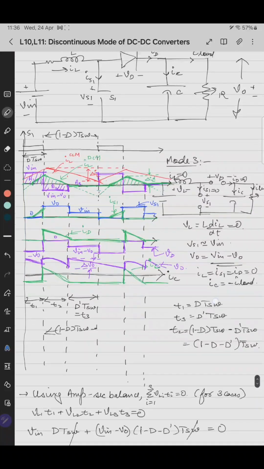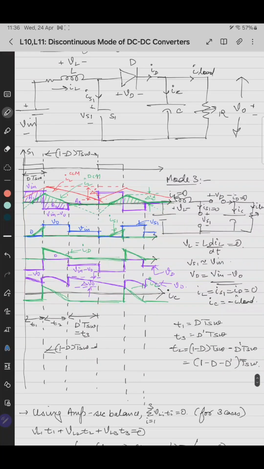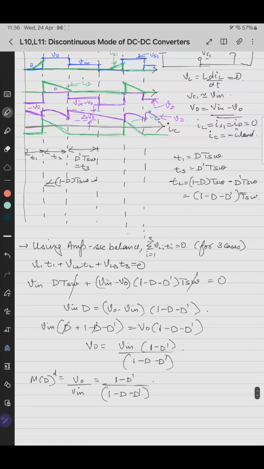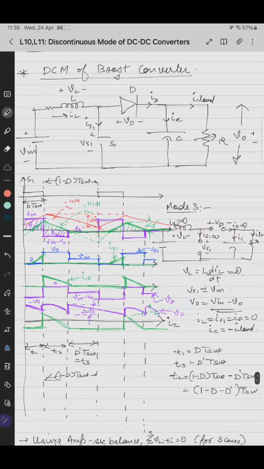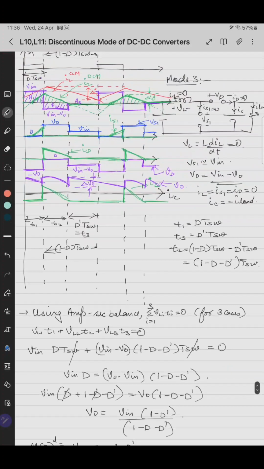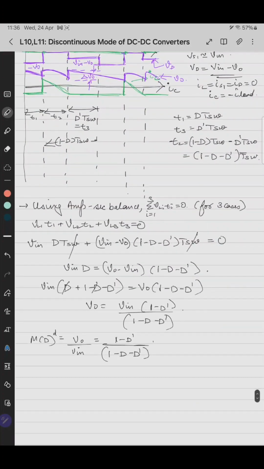So we'll quickly verify. When the switch is on, voltage across the inductor is V in, so VL1 is V in. When the switch is off, voltage across the inductor is V in minus V naught. And for the third case, it is 0. T1 is D into T switching, T2 is T off minus T3, where T3 is D dash T switching. So 1 minus D dash into T switching equals 0.